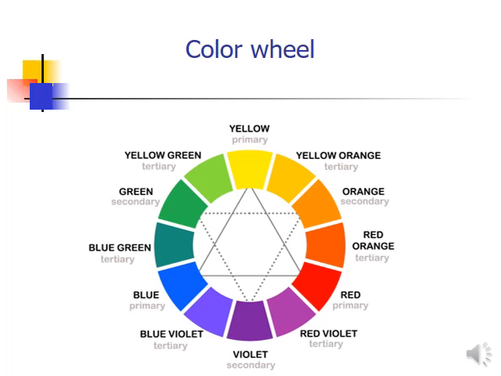The second lesson of this year is about the color wheel. This is the color wheel.